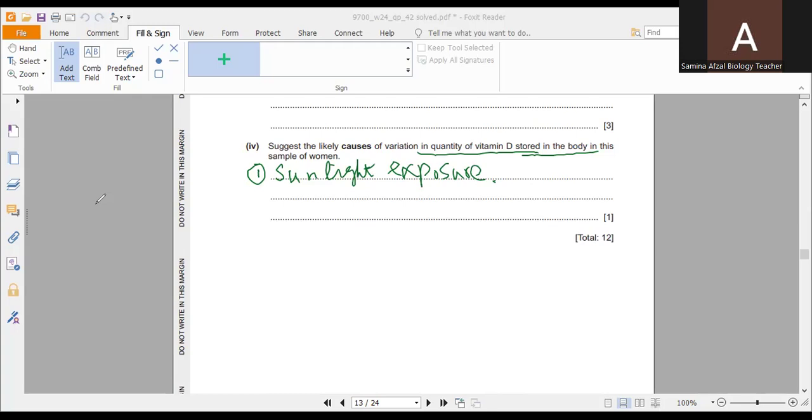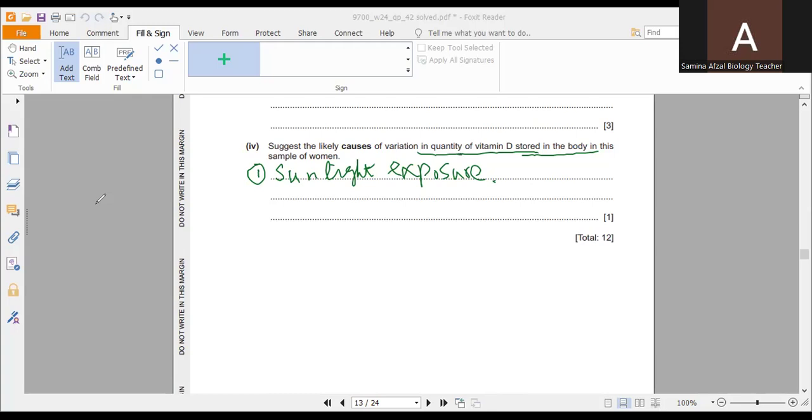As for example, you can see the angle of the sun, and during the winter months or when the sun is lower in the sky, ultraviolet intensity decreases, leading to reduced vitamin D production. So in this way the production or the storage of vitamin D can be changed or different.